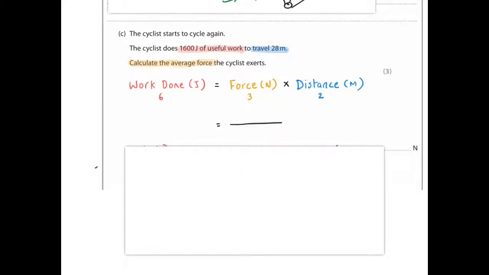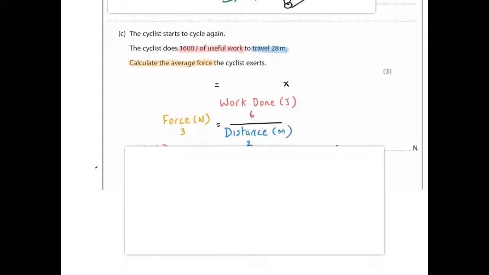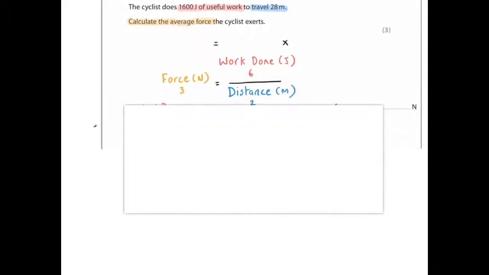So let's move force onto the side we want. This is what we're trying to do. This is what we want to get. So force is given a value of 3. What do we do to 6 and 2 to get 3? Well, 6 divided by 2 is 3. So work done divided by distance is force. It's a nice little technique which will make sure you get the answer right.